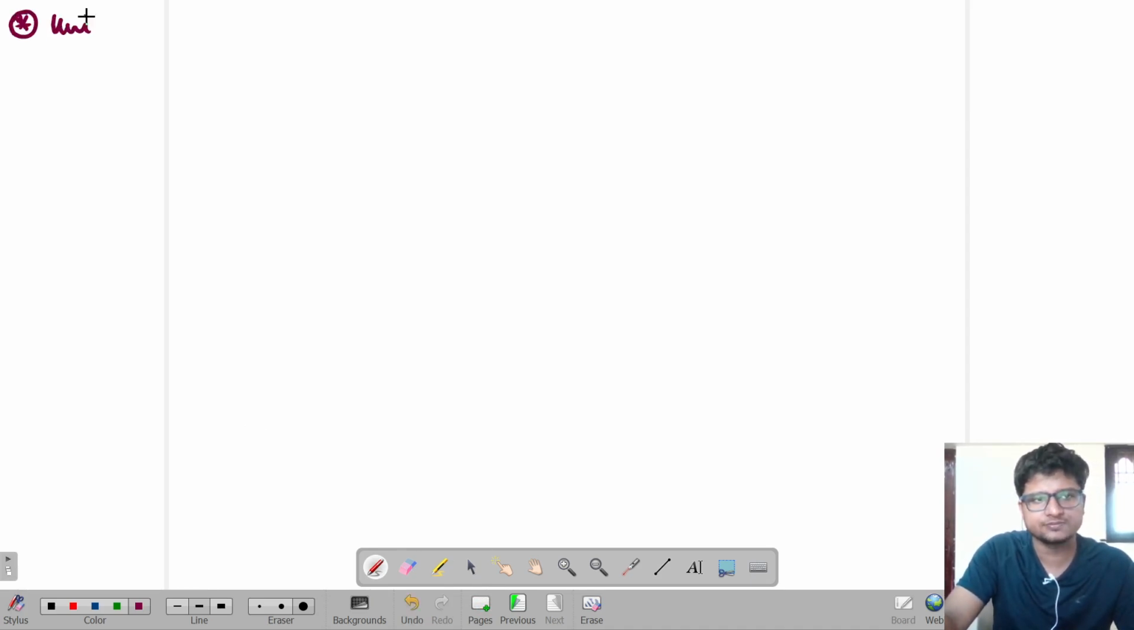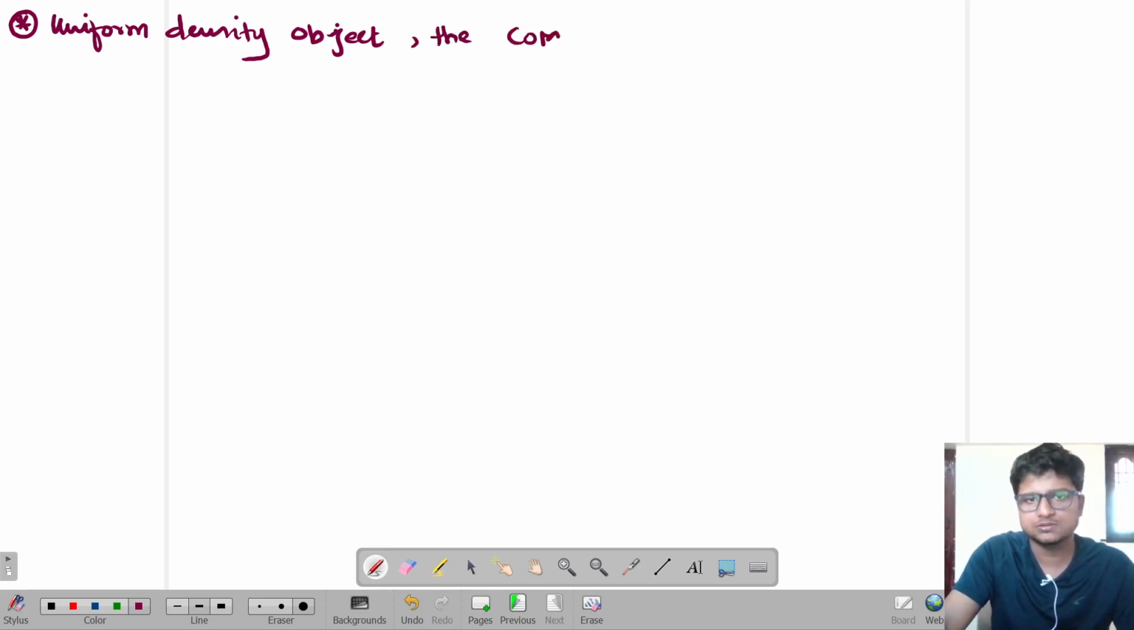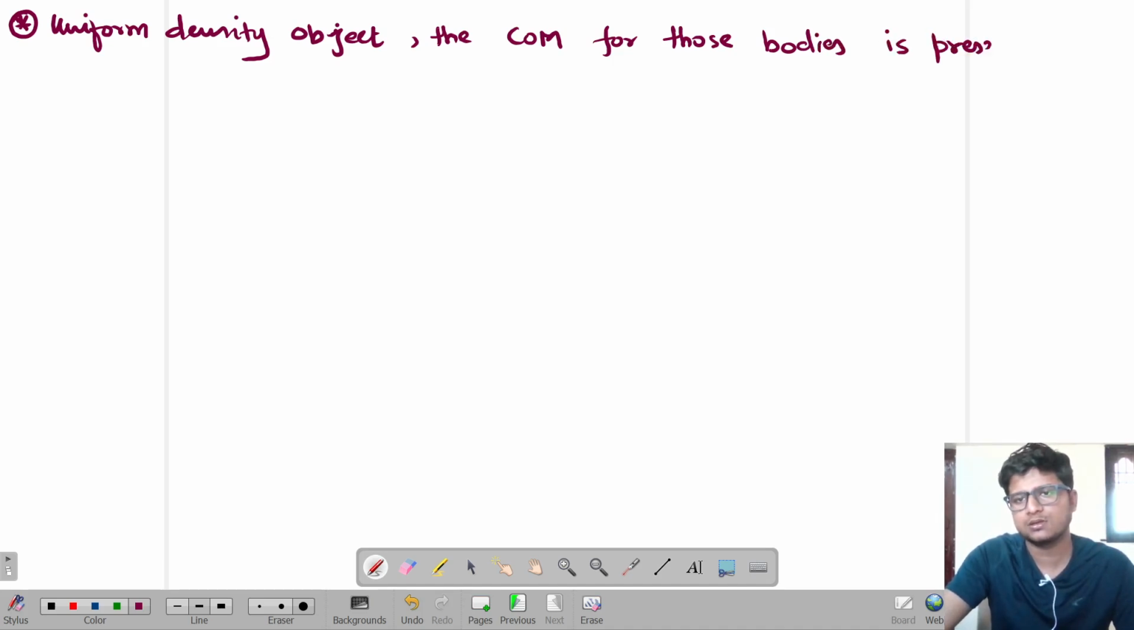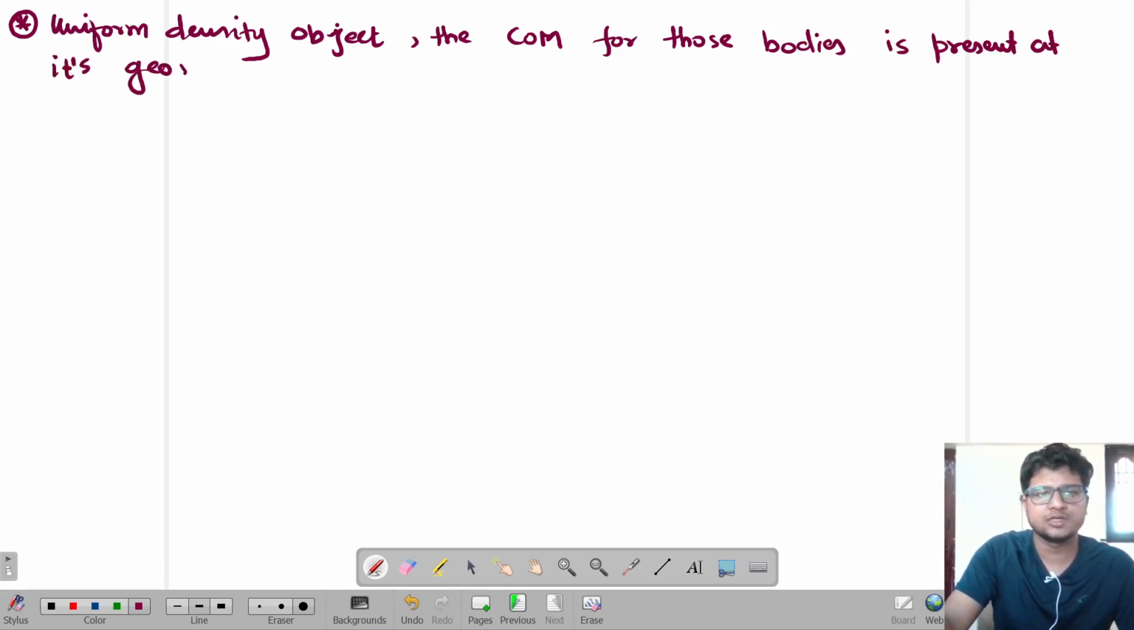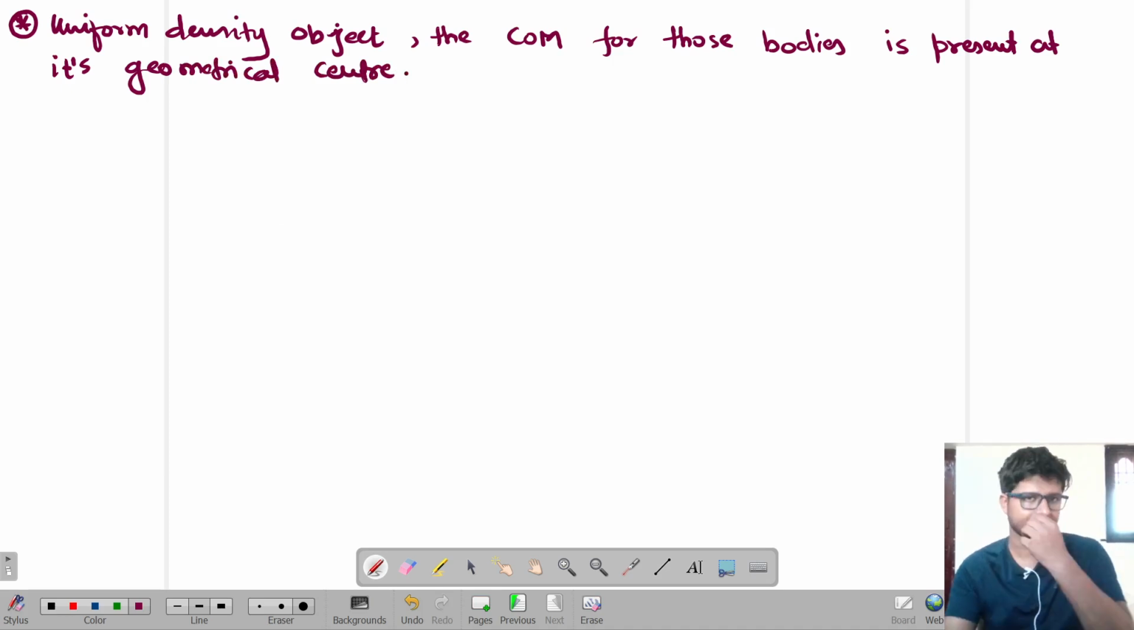Now, let us start with some kind of uniform density object. If I give any uniform density object, means the density is uniform in that, then what will happen? The center of mass for those bodies is present at its geometrical center. Are you able to get me or not? It's totally present at its geometrical center. So let us take one example.